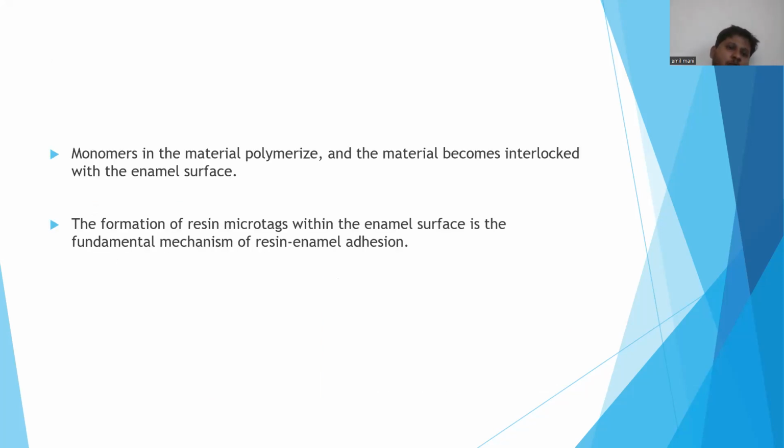Monomers in the material polymerize and the material becomes interlocked within the enamel surface. The formation of resin microtags within the enamel surface is the fundamental mechanism of resin-enamel adhesion.